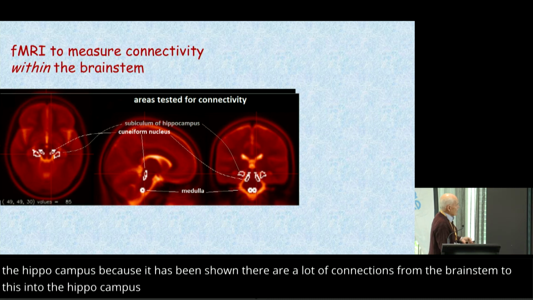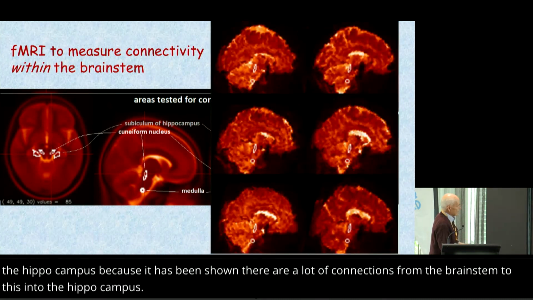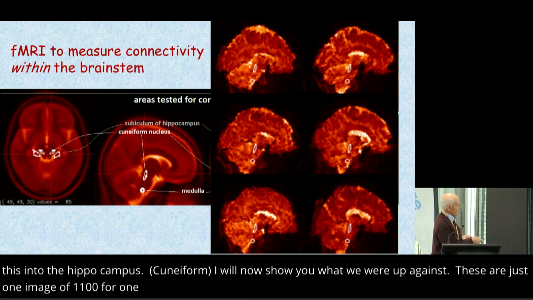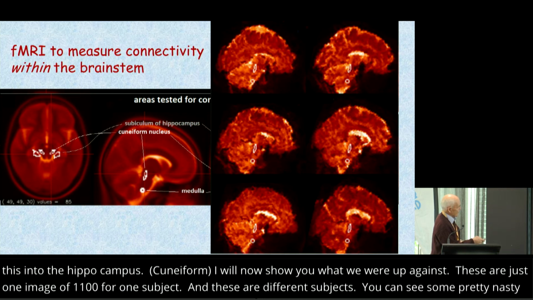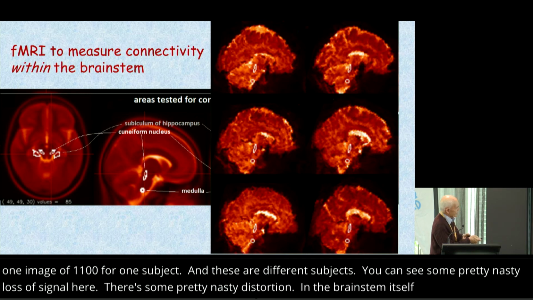So I'll now show you what we're up against. This is just one image of 1100 for one subject, and these are different subjects. You can see some pretty nasty loss of signal here. There's some pretty nasty distortion. In the brainstem itself, it looks different from subject to subject.